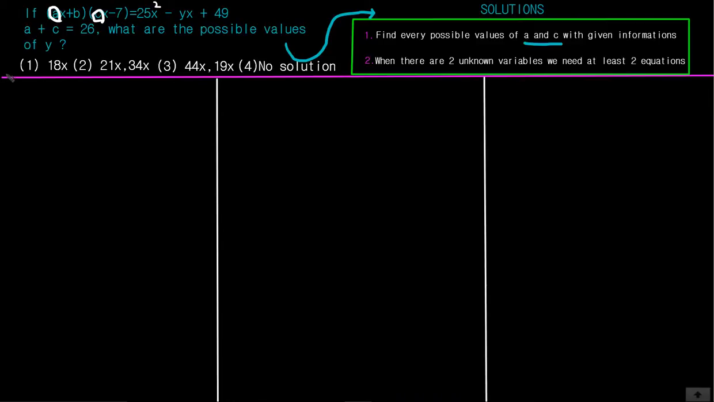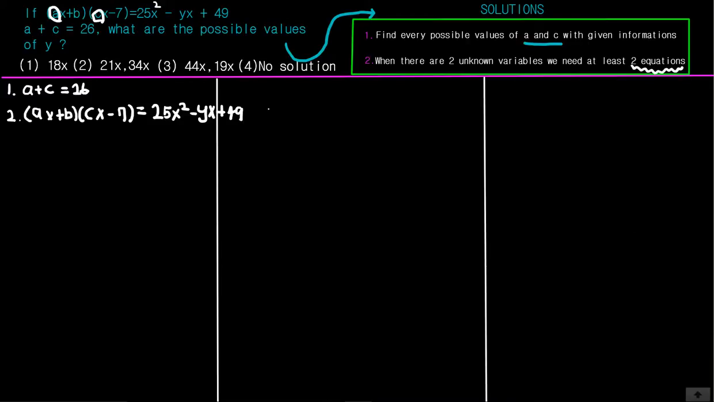So at first, let's bring our whole information down. We know that a plus c is equal to 26, but we need at least two equations for solving two variables, and we can make it. So for the second step, we can bring our binomial and the quadratic down. So (ax + b) times (cx - 7), and that should be equal to 25x squared minus yx plus 49.